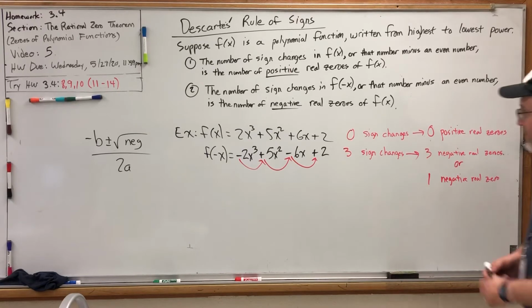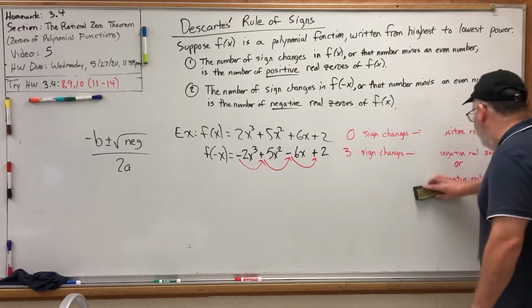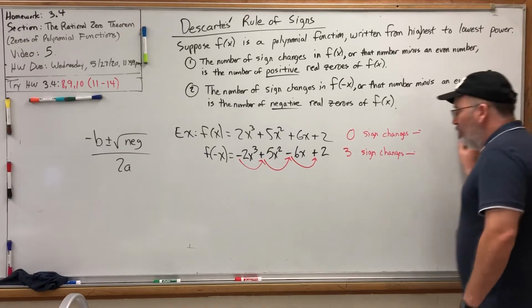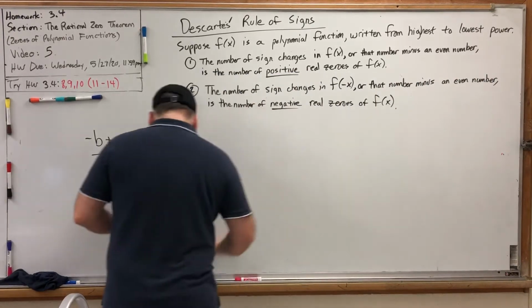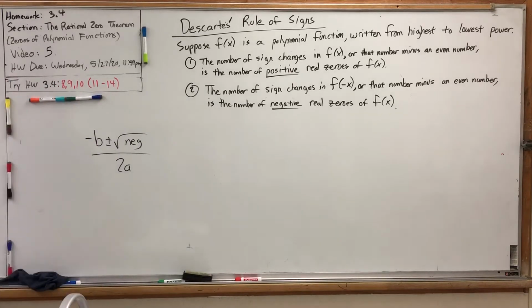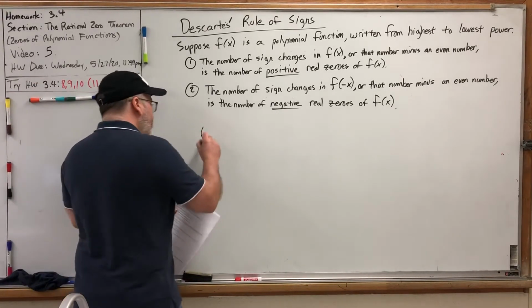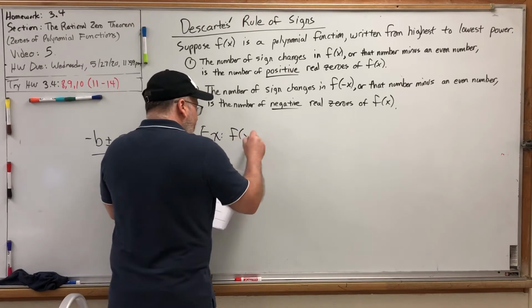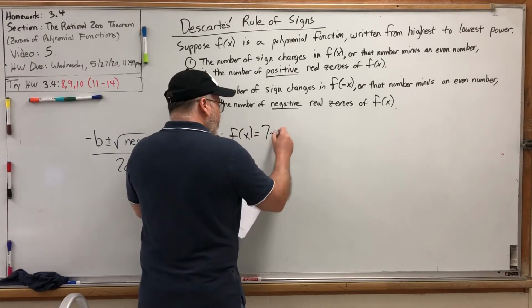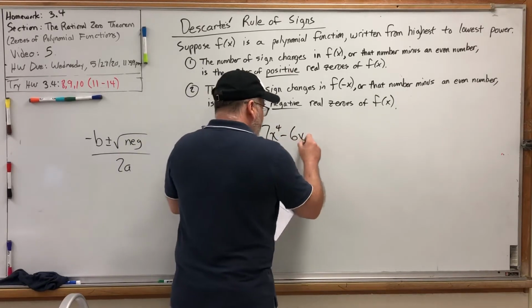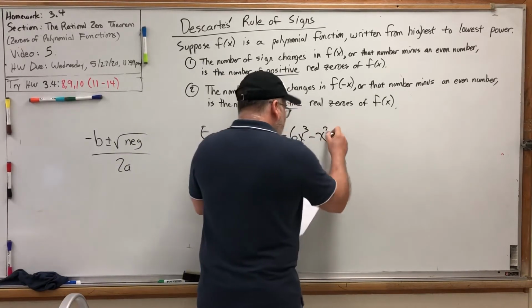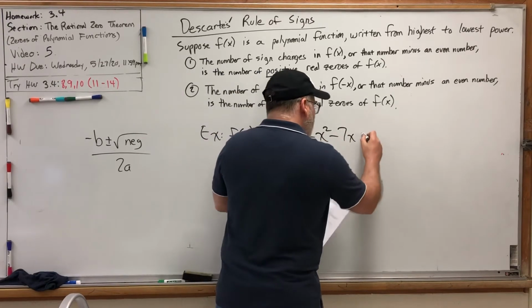Let's take another look at a quick example of Descartes' rule of signs. Again, it's really much easier to do than it is to put into words. But let's take one, and I'll grab one off the homework. Let's take a look at number 10. Your number 10 won't be exactly like mine, but it'll be similar. f of x equals 7x to the 4th minus 6x to the 3rd minus x to the 2nd minus 7x plus 3.